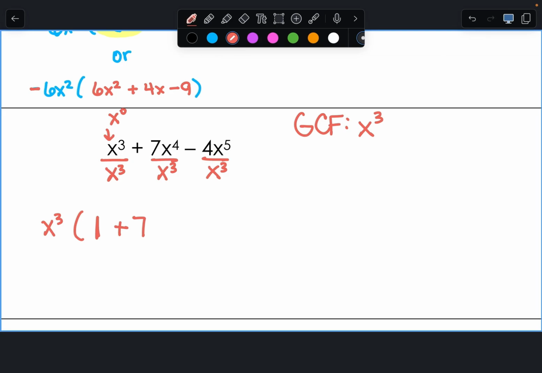X to the 4th divided by x cubed is just x. Subtract 4 minus 3 is 1. Bring down the minus sign. Bring down the 4. X to the 5th divided by x cubed is x squared. 5 minus 3 is 2.